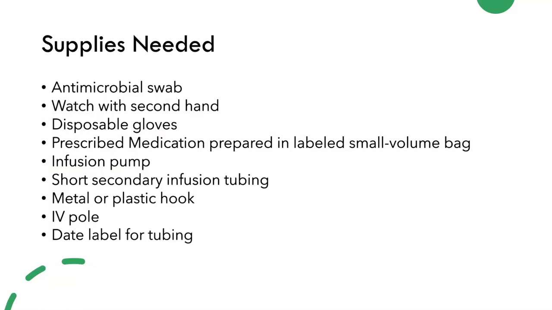Okay, so for giving intermittent IV piggybacks, supplies needed. Again, we want to make sure we have antimicrobial swabs, a watch with a second hand, disposable gloves, prescribed medication prepared and labeled in the small volume bag, an infusion pump, short secondary infusion tubing, so that's for our secondary line or our piggybacks, metal or plastic hook, an IV pole, and a date label for the tubing.